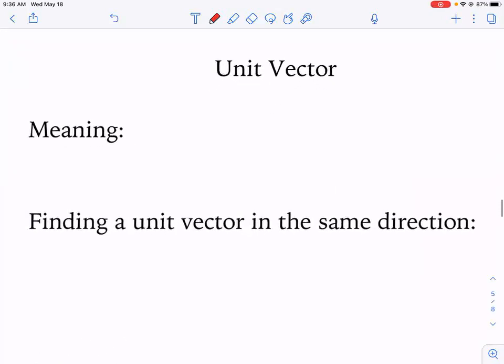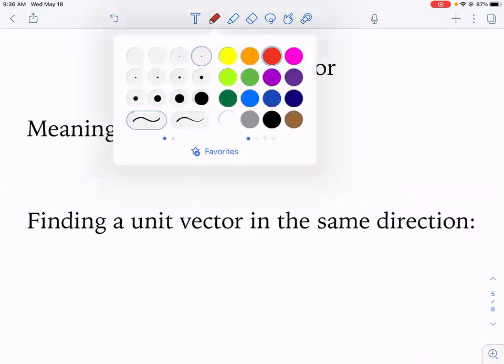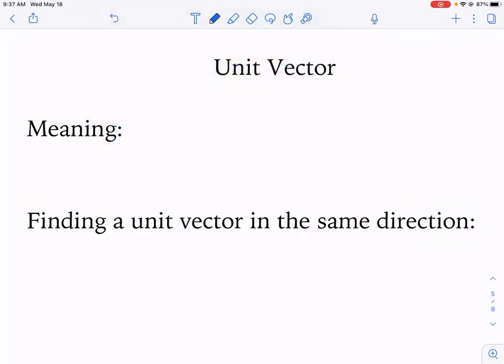All right, let's remember what a unit vector is. What does it mean if we have a unit vector? Vector with magnitude 1.